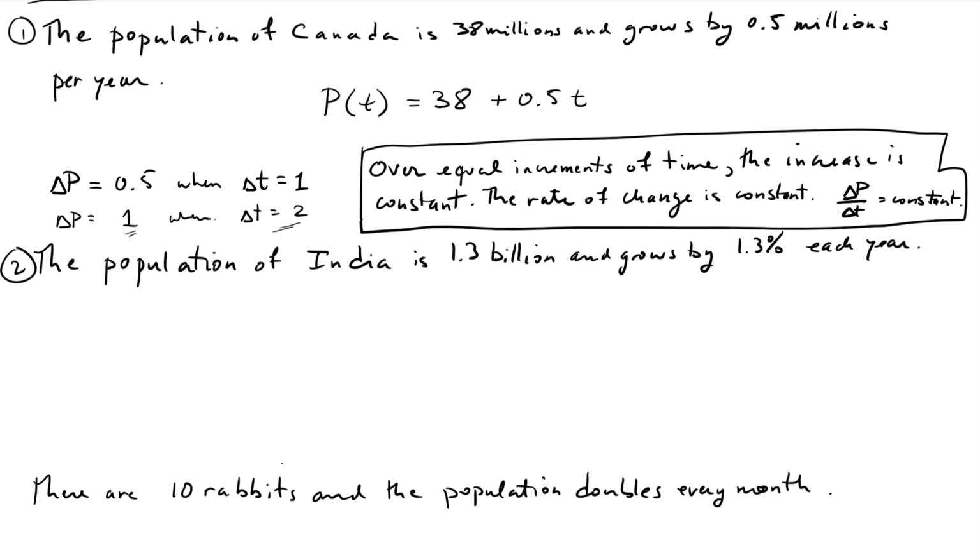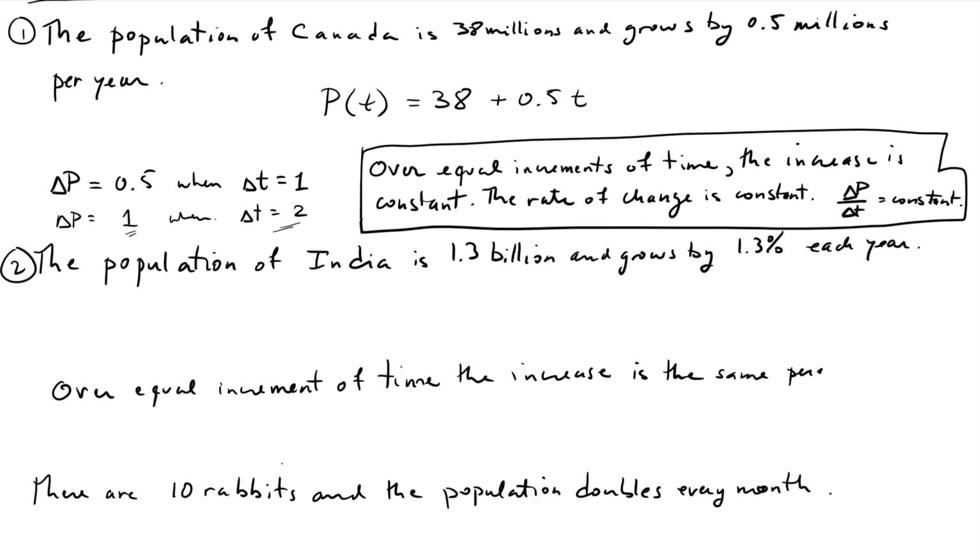So here, over equal increments of time, the increase is not a constant, but it's the same percentage. So if you see that the increase is a percentage of the current amount, then that's likely to be an exponential model. Same percentage.